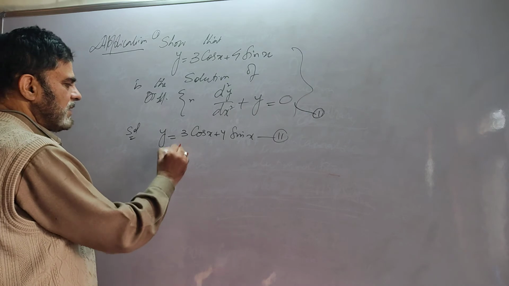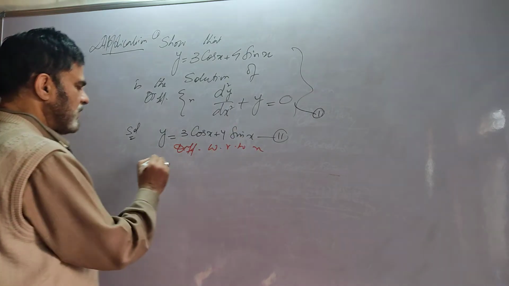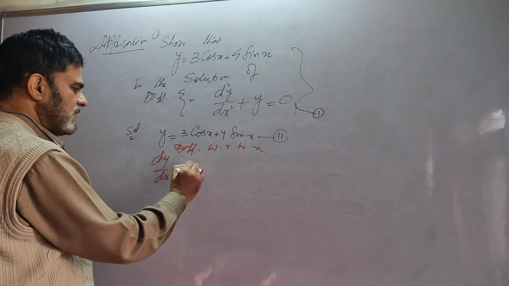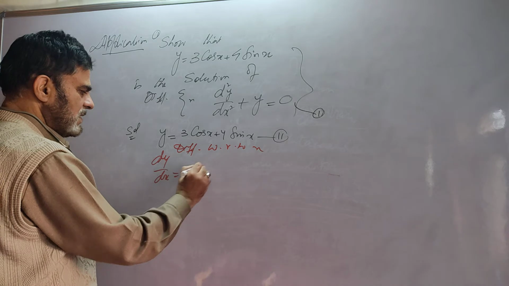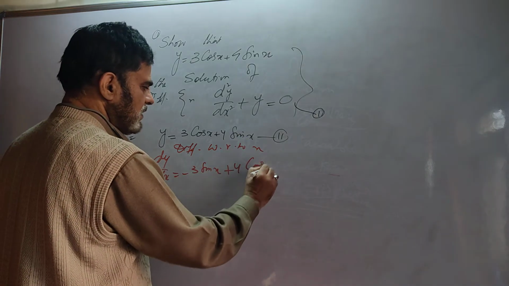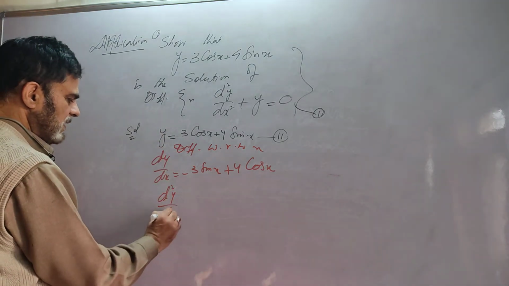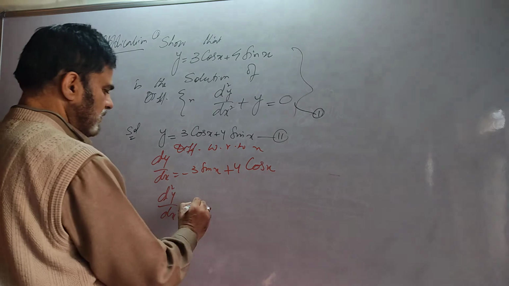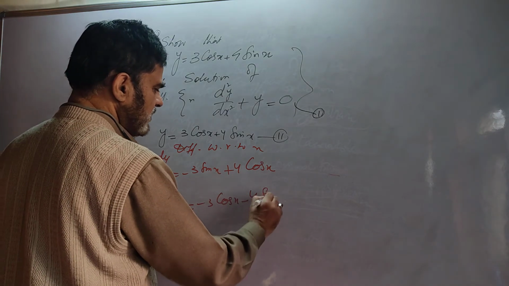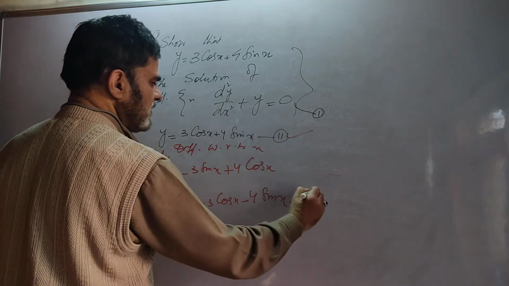Differentiate this with respect to x. It is dy by dx is minus 3 sin x, derivative of cos is minus sin, plus 4 cos x. Then I need d2y. What is d2y by dx square? It is minus 3 cos x minus 4 sin x. This is third. This is the value of y. This is the derivative we needed.